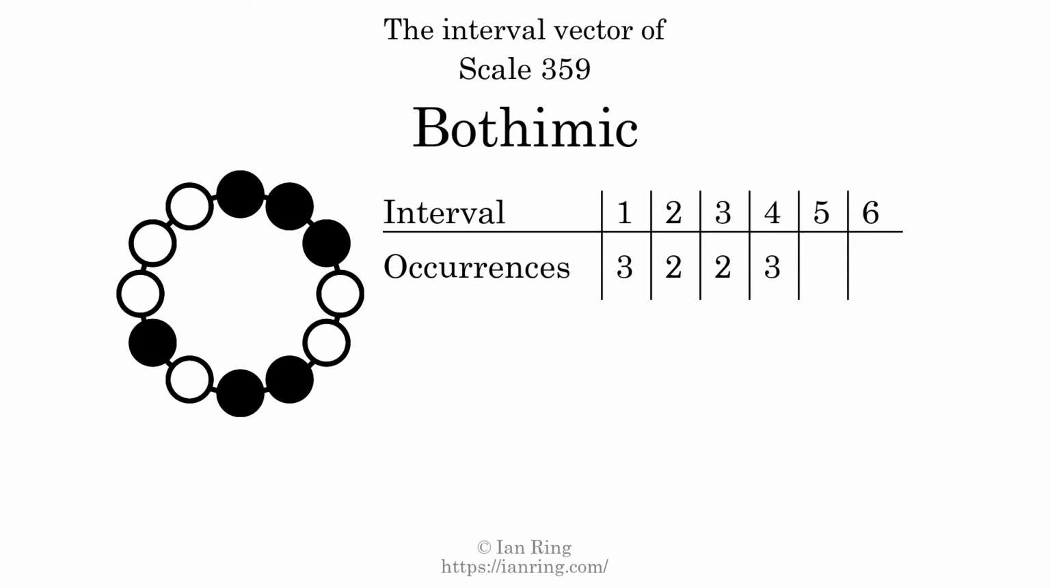There are 3 intervals with a size of 4 semitones. They are here, here, and here. There are 3 intervals with a size of 5 semitones. They are here, here, and here. There are 2 intervals with a size of 6 semitones. They are here, and here. Each interval does not appear in this scale a unique number of times, so this is not a deep scale.